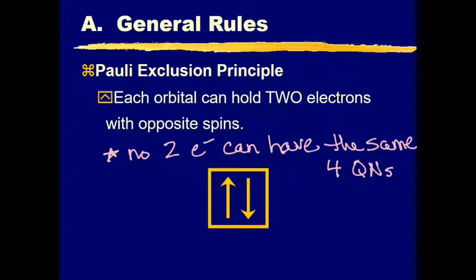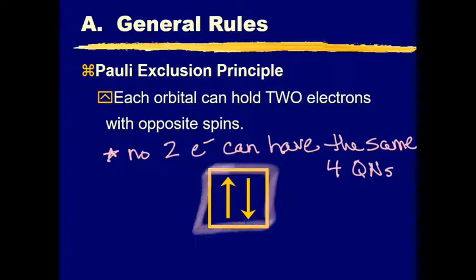So QN is for quantum numbers. In the previous section, we went over what those quantum numbers are. If you remember, it was the principal quantum number, the magnetic quantum number, the spin quantum number, and the angular momentum quantum number.